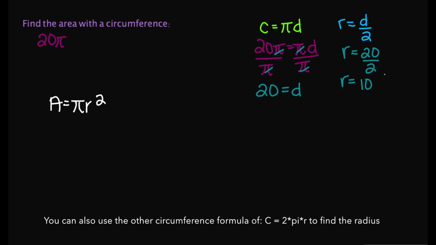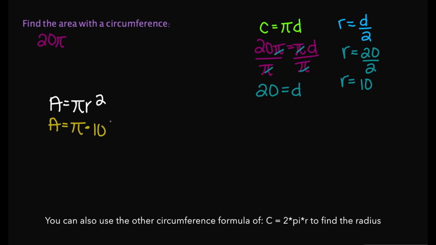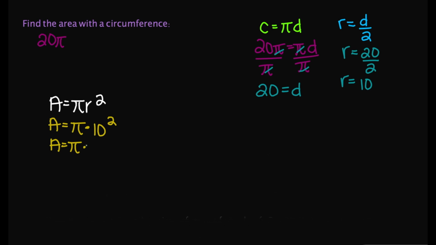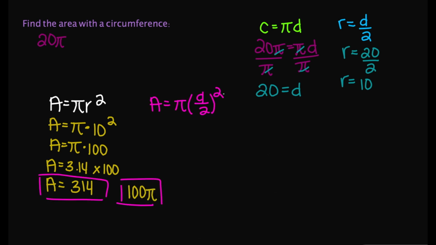Now that I have my radius and my diameter, let's go ahead and plug it in. So I have A equals pi times my radius of 10, squared. So A equals pi times 10 squared. This is going to be 100. So you have A equals 3.14 times 100. And your estimation here, you're going to get about 314 as your answer.